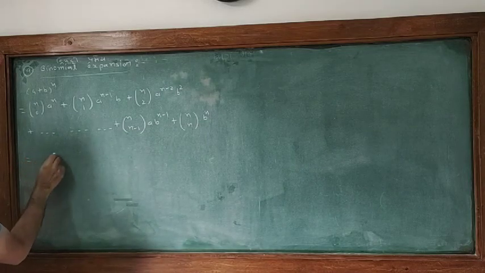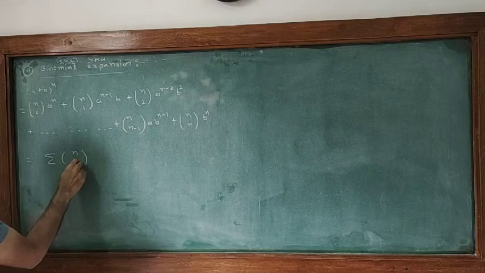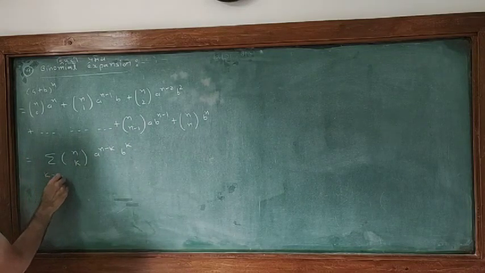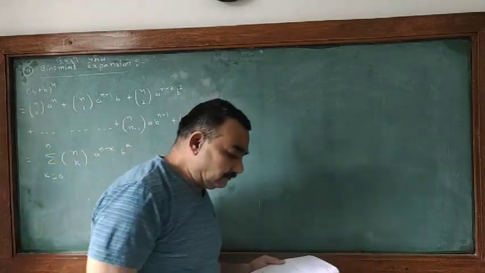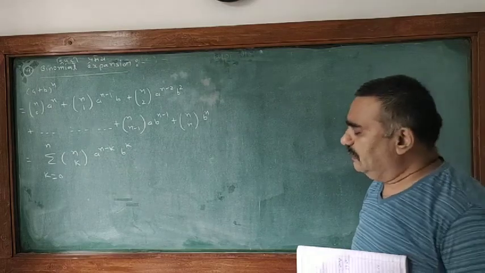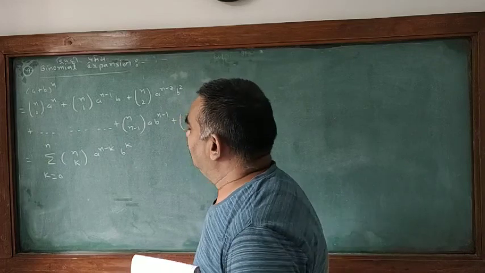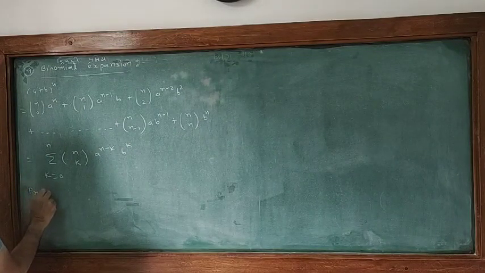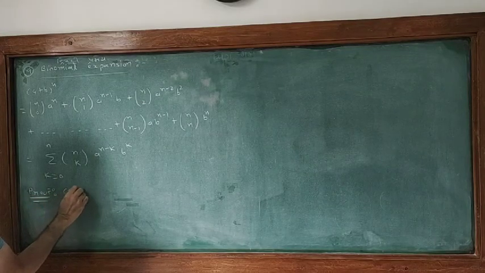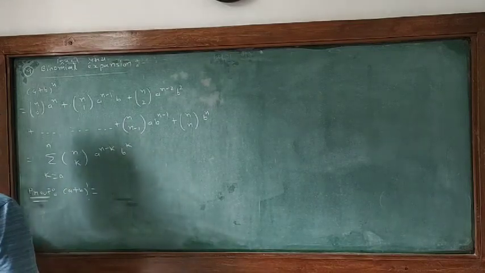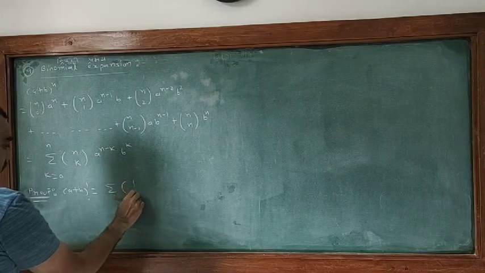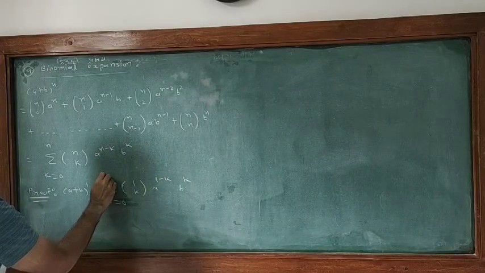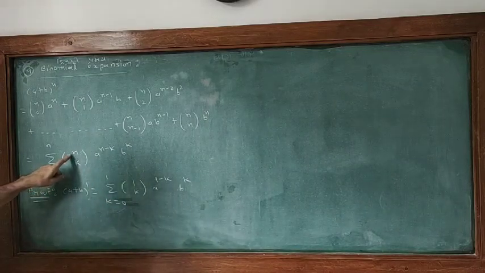So this is equal to sigma nCk, k equal to 0 to n. Actually, we want to progress, and we have a proof for that. So first, a plus b raised to 1 is sigma 1Ck, where k is running from 0 to 1, means we put n equal to 1 here.